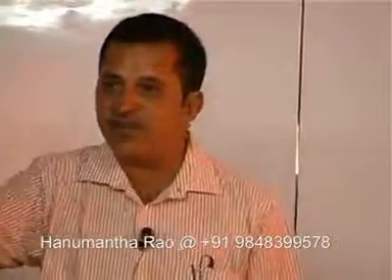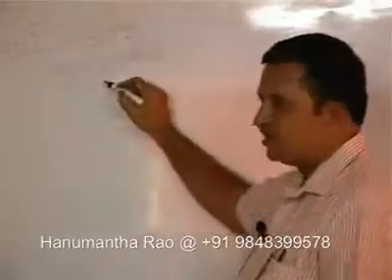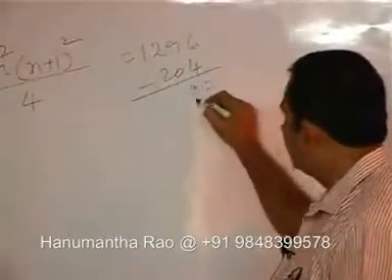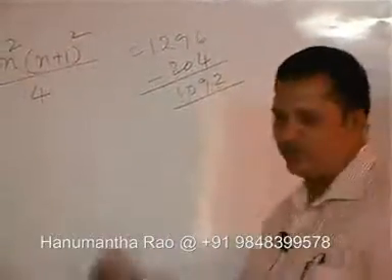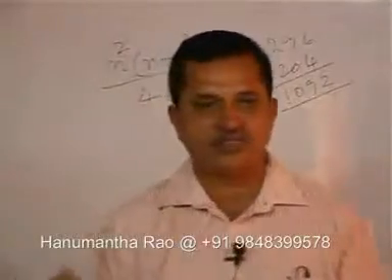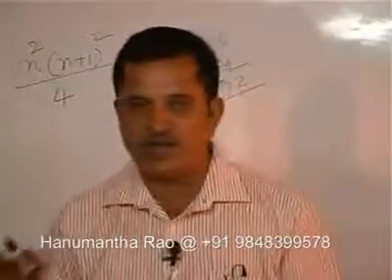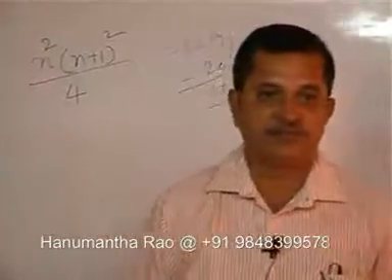Suppose we ask how many rectangles will be there on a chessboard, in brackets without squares, means minus 204. That comes to 1092. All these are previous questions. You should have an idea how the paper will be.